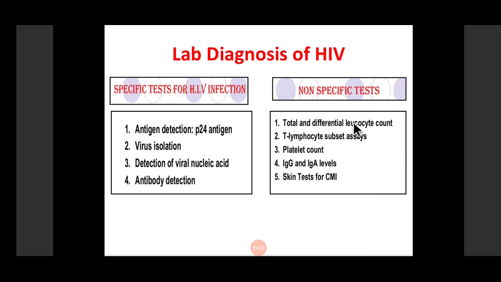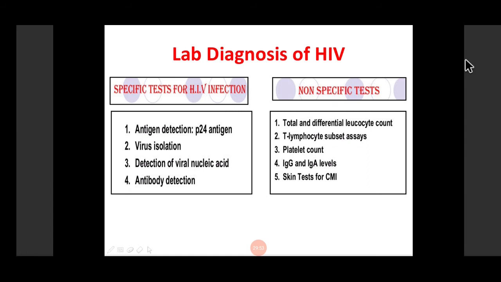Yes, it is the capsid antigen. The capsid is the protein which encircles the viral genome. So P24 is the major capsid protein, and this is very specific for HIV infection. Then we can isolate the virus, detect viral nucleic acid, or even detect antibodies. But antibody detection is not fruitful if we do it in the window period.